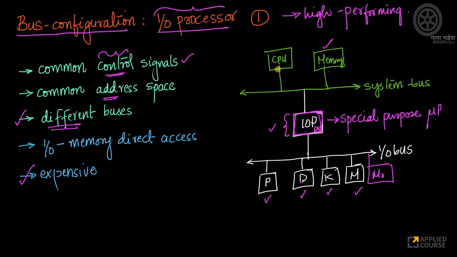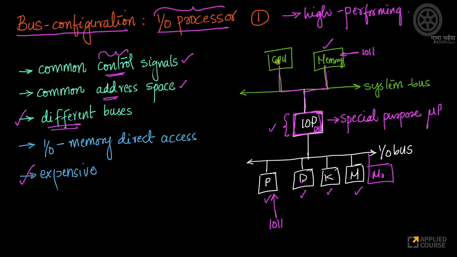See, if I want to read, the same read signal is connected to the IO devices and the same read signal is connected to the memory. Now the read signal is not sent directly to the devices. It is sent to the IO processor, right? So the control signals are common in this configuration. The address space is also common, which means I could have a memory location which is 1011. I could also have a printer whose address is 1011. That's what it means when it says common address space. Common address space corresponds to common address lines also. So the same address lines in the system bus go to memory, and they also go to the IO processor, right?